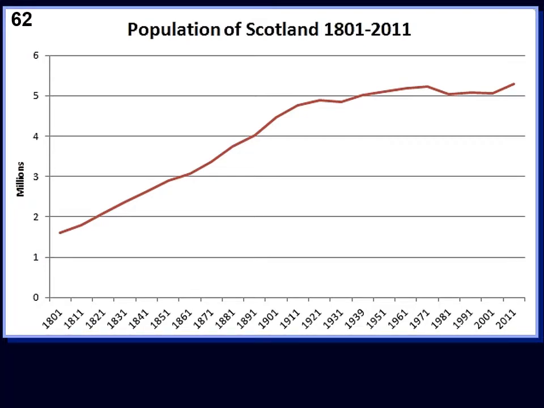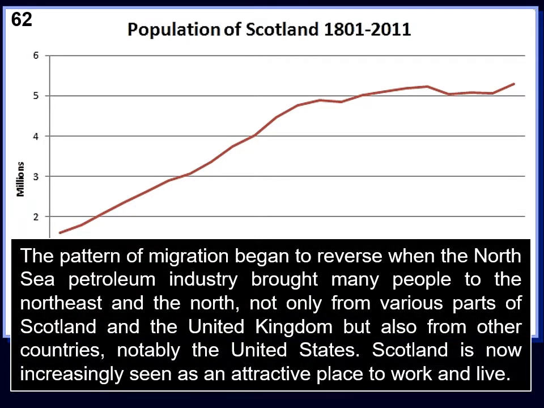The pattern of migration began to reverse when the North Sea petroleum industry brought many people to the northeast and the north, not only from various parts of Scotland and the United Kingdom but also from other countries, notably the United States. Scotland is now increasingly seen as an attractive place to work and live.